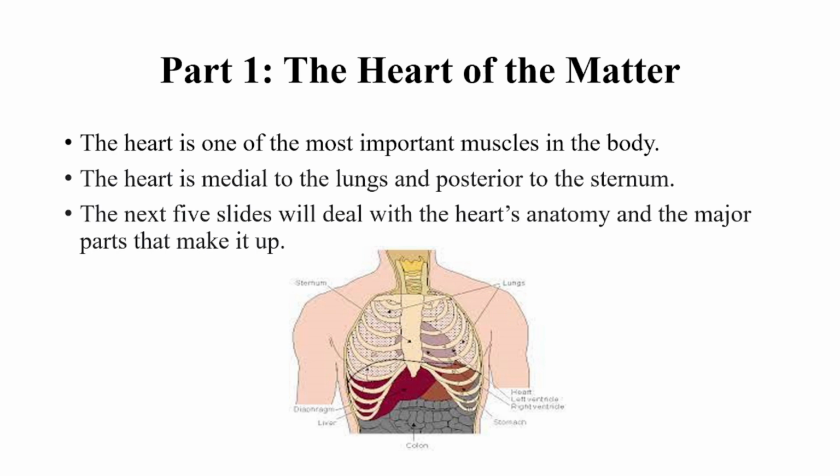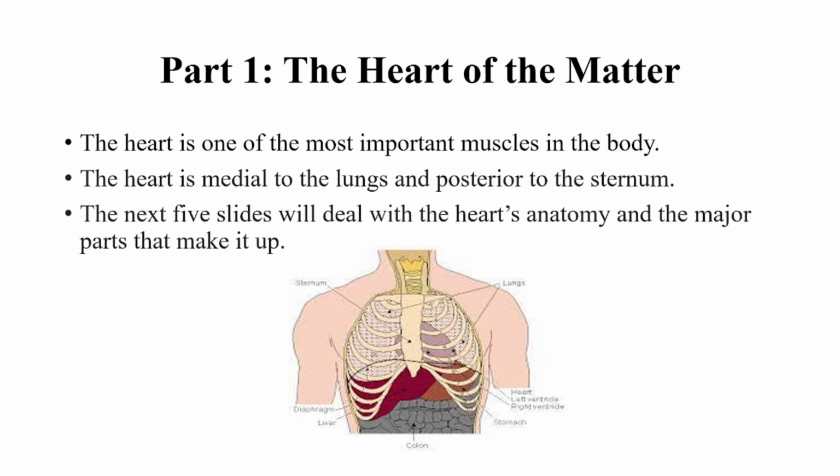The heart, in terms of its position, is medial to the lungs and posterior to the sternum. As you can see here, I know this diagram's a little blurry, but apologies for that. We've got the sternum here, we have the lungs, and then of course we have the heart here. So that gives you an idea of its anatomical position.